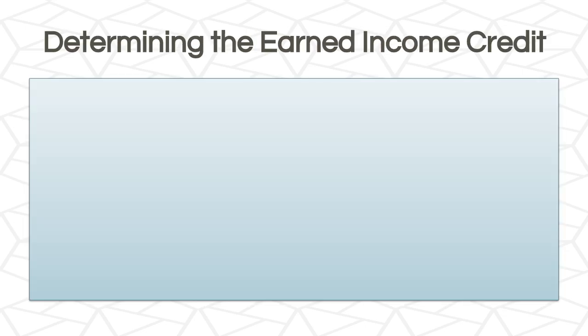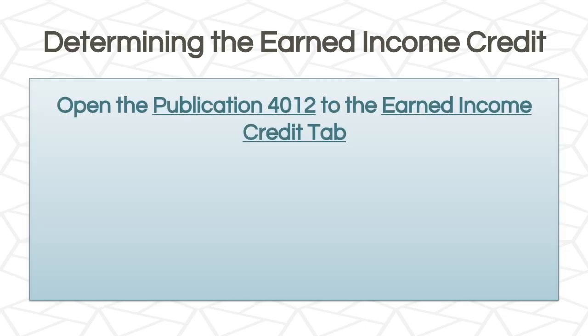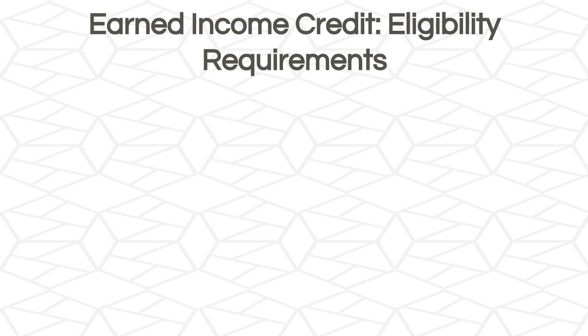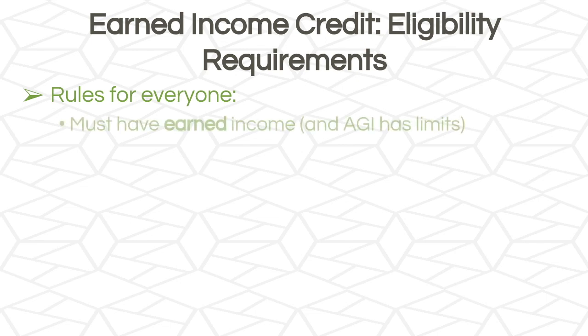So when determining the earned income credit, we can go to the EIC tab in our Pub 4012. And of course, we can use this to see if the taxpayer qualifies, or maybe if we notice in the tax software that EIC is not pulling through, we can figure out why the taxpayer won't qualify based on general eligibility requirements. So let's talk about those requirements. So we have rules that are for everyone, and these rules are that you must have earned income, and there are some AGI limits to this.